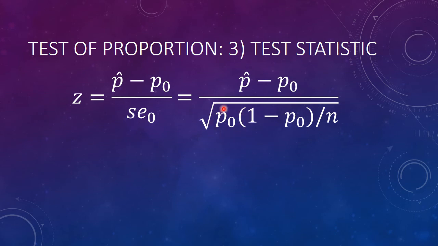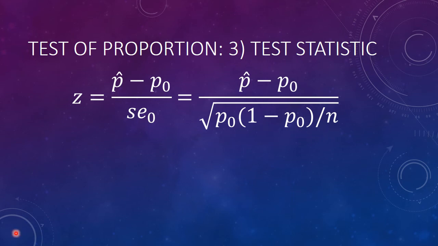That's why I wrote SE subscript 0 in the equation for this test statistic. So for our test statistic of a proportion, we'll take our estimated value of the proportion from our sample, and we'll subtract the value from the null hypothesis, and then we'll divide by the standard error using that value of the null hypothesis. So that's the square root of p0 times 1 minus p0 divided by n.